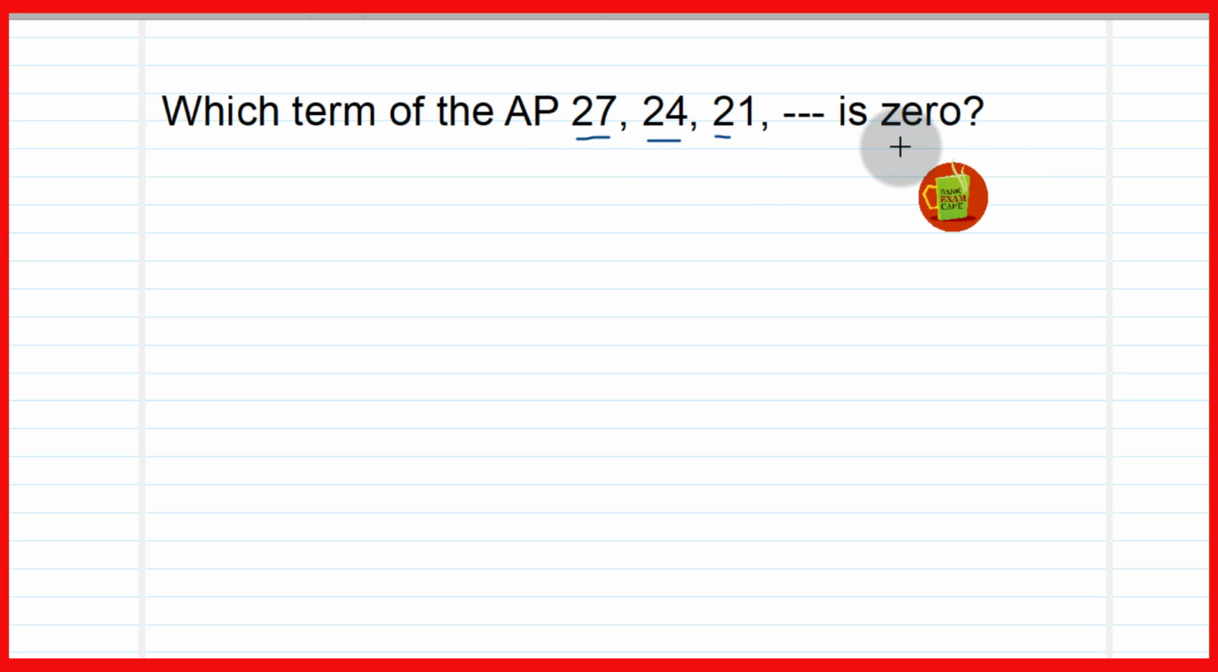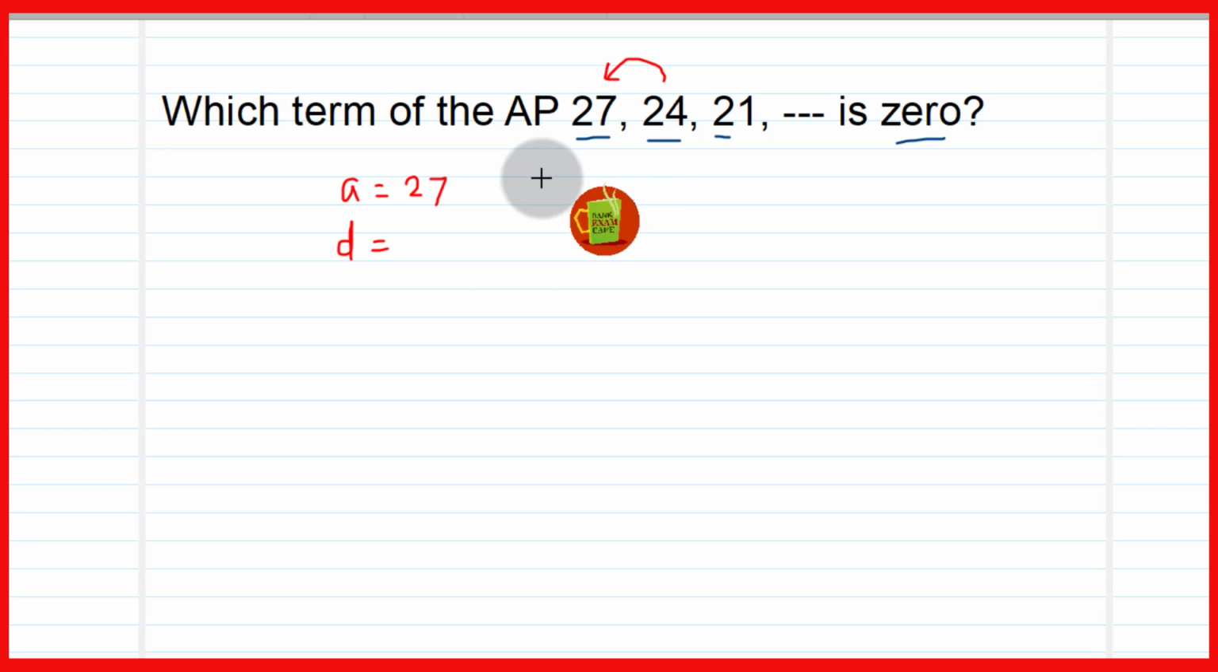Which term of AP 27, 24, 21 is 0? We have to find which term of this given AP is 0. Because this is decreasing, there will be one term where there will be a 0, and that number we have to find. So here a is equal to 27. A is the first term. D is a common difference, that is second term minus first term. So D is equal to 24 minus 27, that is minus 3.